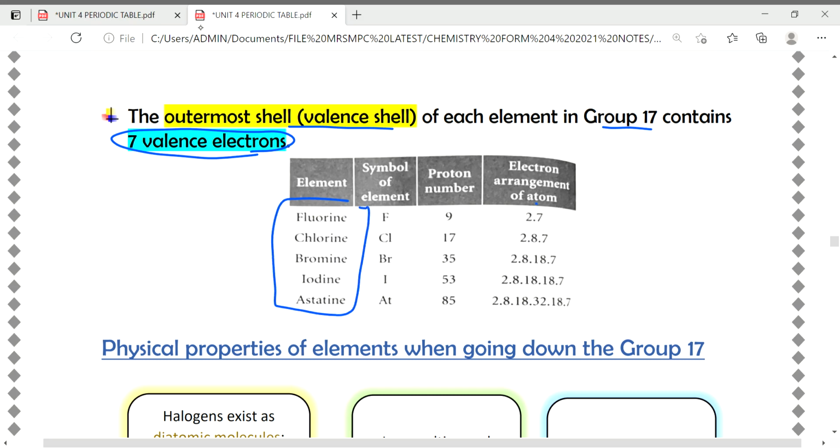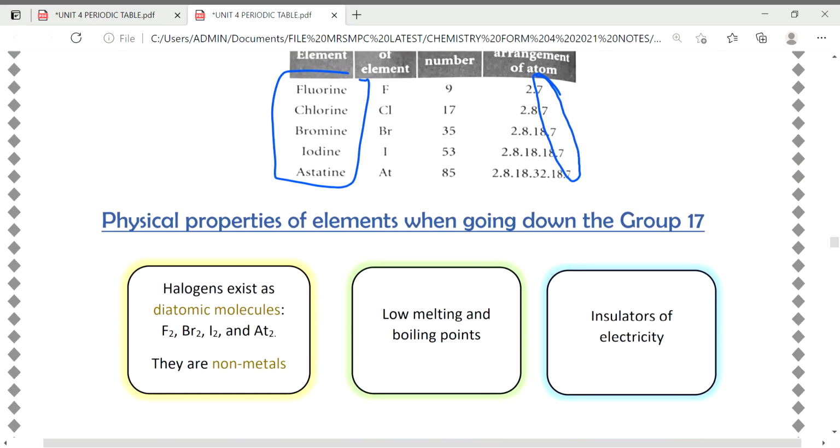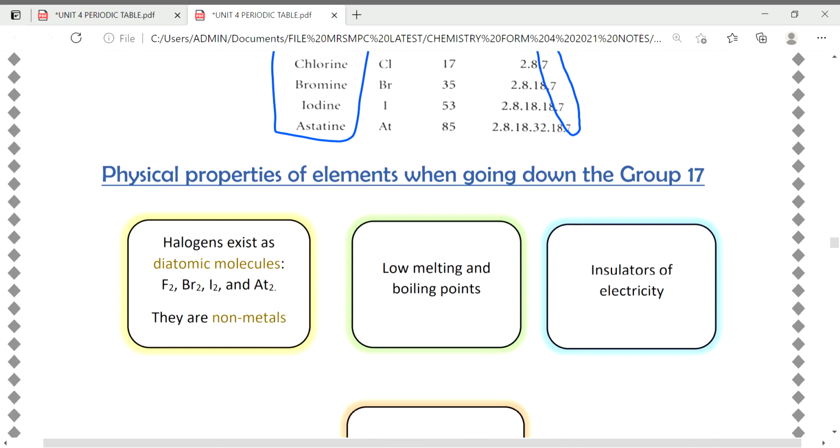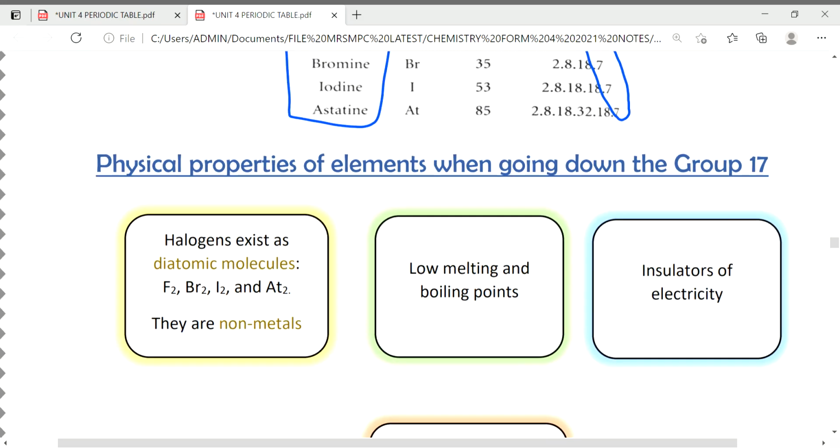So we can see that all of them have 7 valence electrons. Next is the physical properties of the elements when going down group 17. First, halogens exist as diatomic molecules. Macam teacher mention tadi, kena tulis dalam bentuk diatomic: F2, Br2, I2, At2 and lain-lain lah, Cl2 ke kan. And then they are non-metals.